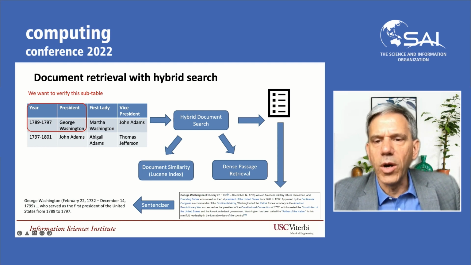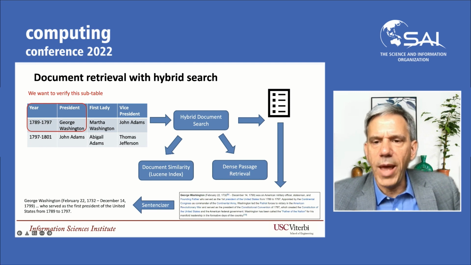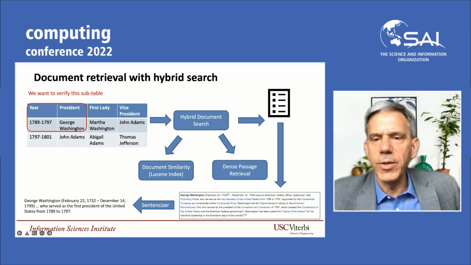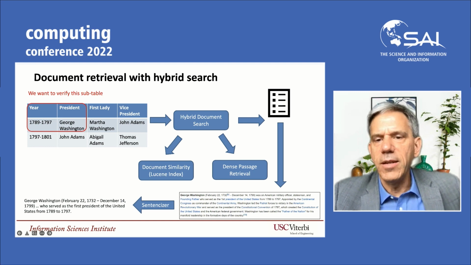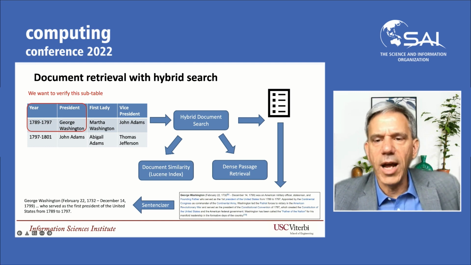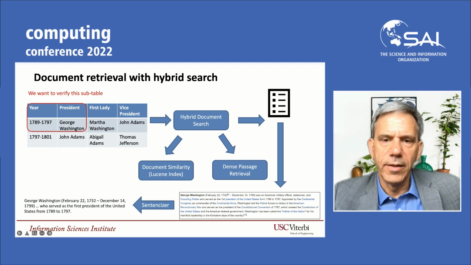And then there's some other work on what's called dense passage retrieval, which is similar, but just uses a slightly different method. It's another way of finding documents that might be about this fact we're looking for, right? The name of the president and the corresponding year. And so the output of that is a set of documents in the bottom right-hand corner. And then finally, we use something that I'll talk a little bit more about in a minute for finding the sentences within that document.